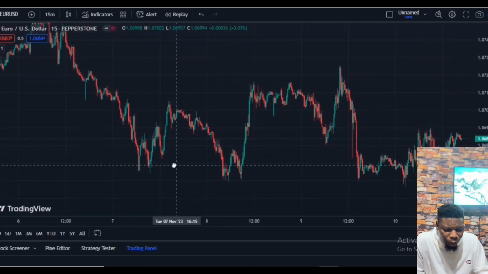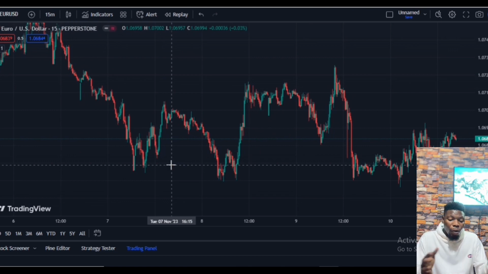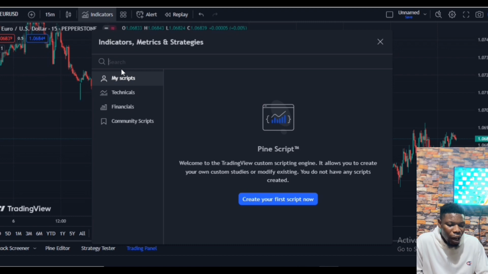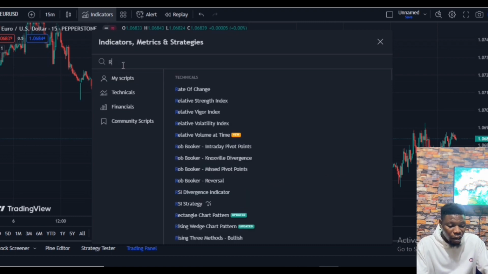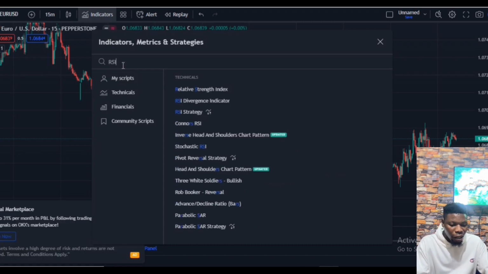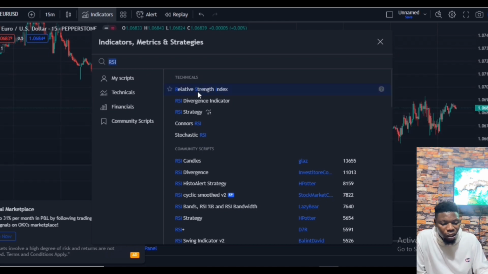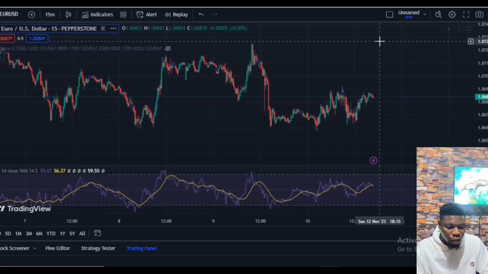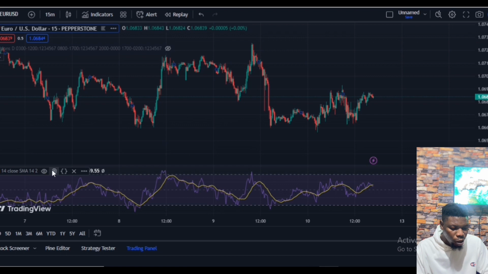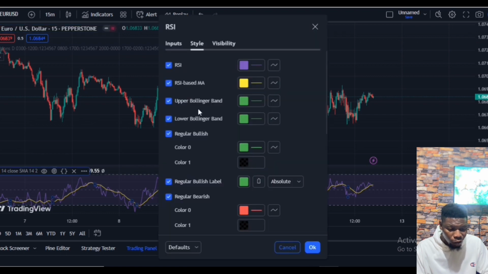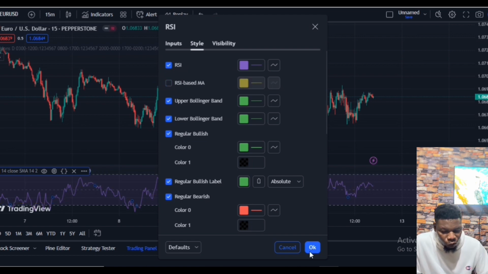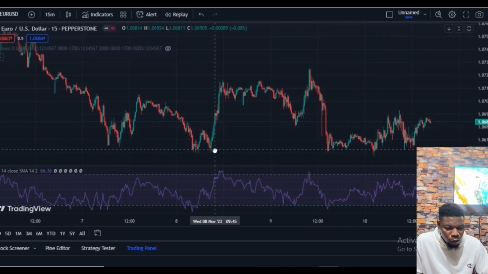So first we need to add our indicator. For divergence, you can use the RSI. So in this case we will use the RSI. I'll add the RSI, that's the relative strength index. So here's the indicator. You just go to your settings. If you are using TradingView, then do away with the RSI-based MA, you remove it and you have this. So this is what we are going to work with.